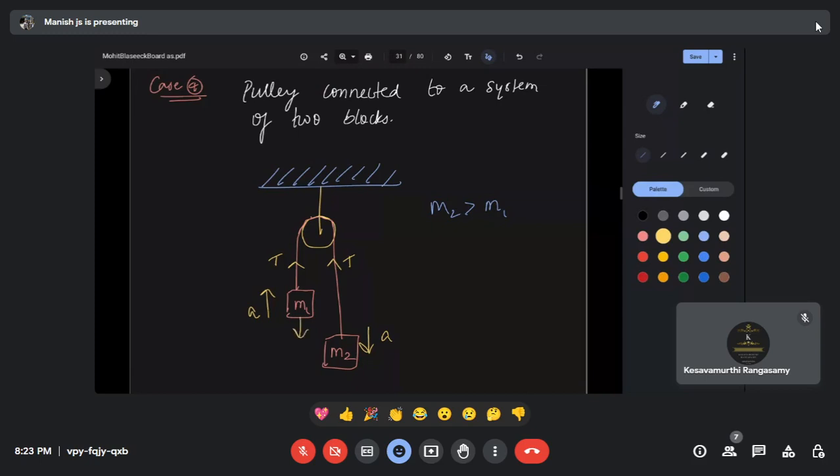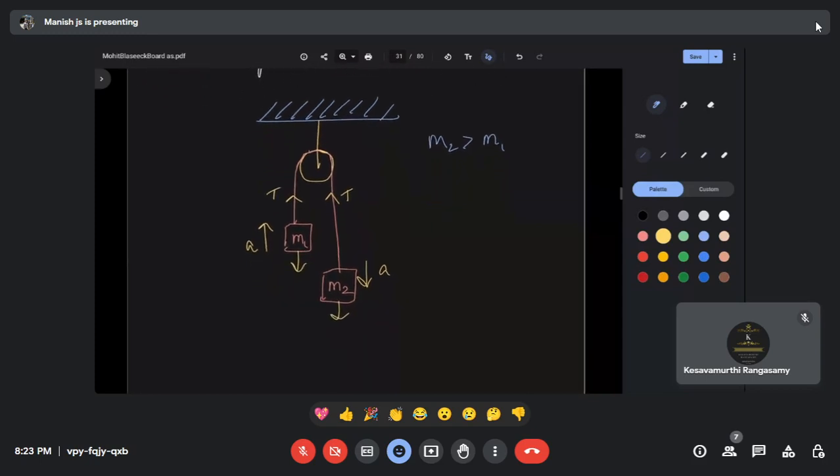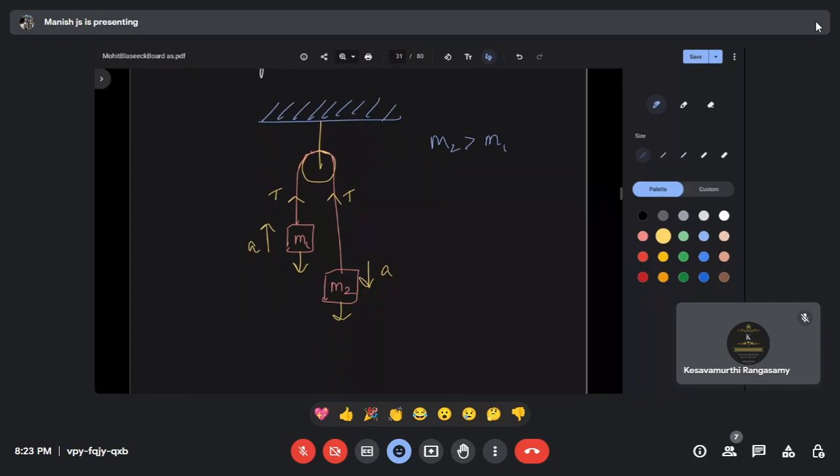So the blocks are also going to experience a downward force due to gravity. That is the weight. So M1 G would act downward on block M1. Similarly, M2 G is the weight component acting downward on block M2. All right. So this is the complete free body diagram I've shown you here with respect to the entire pulley. I've shown all the forces here.